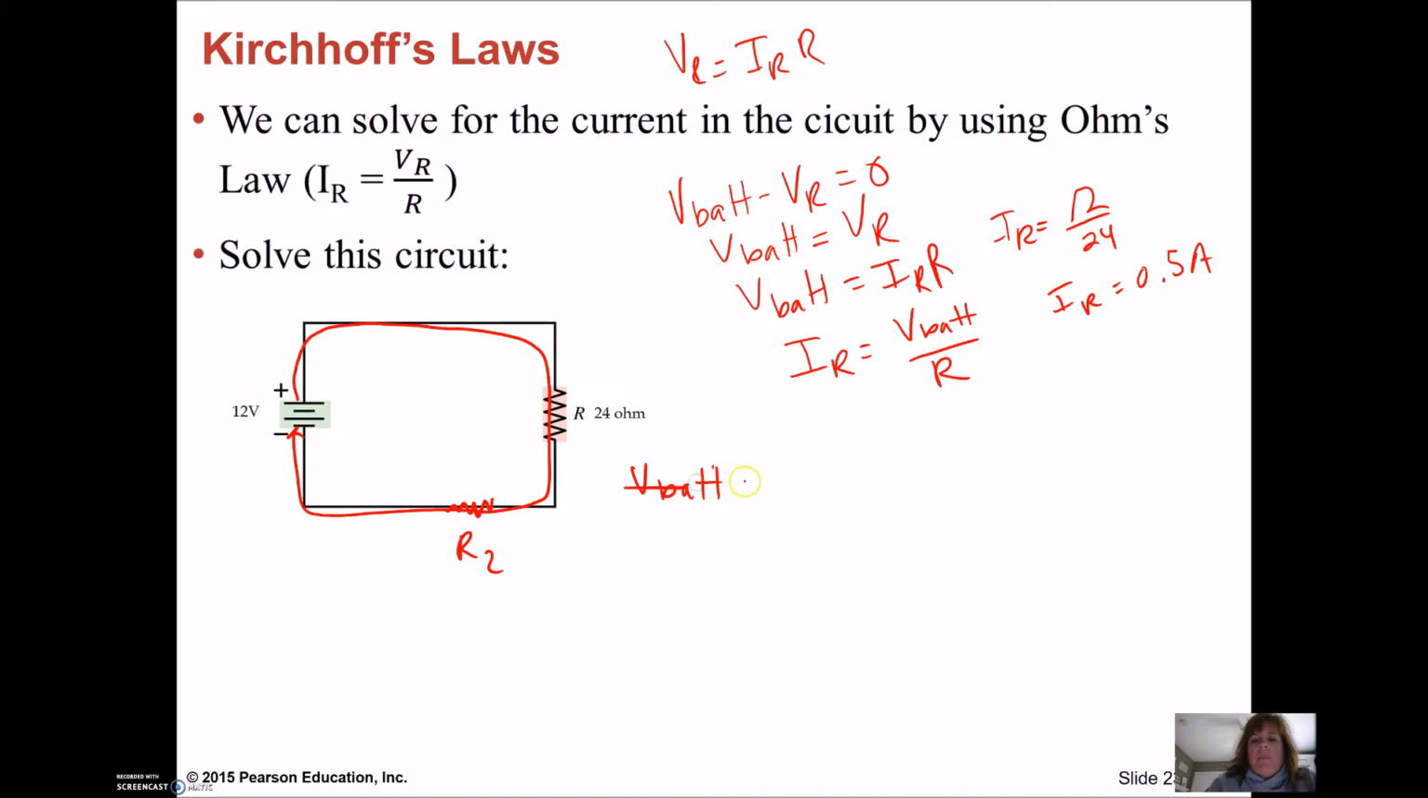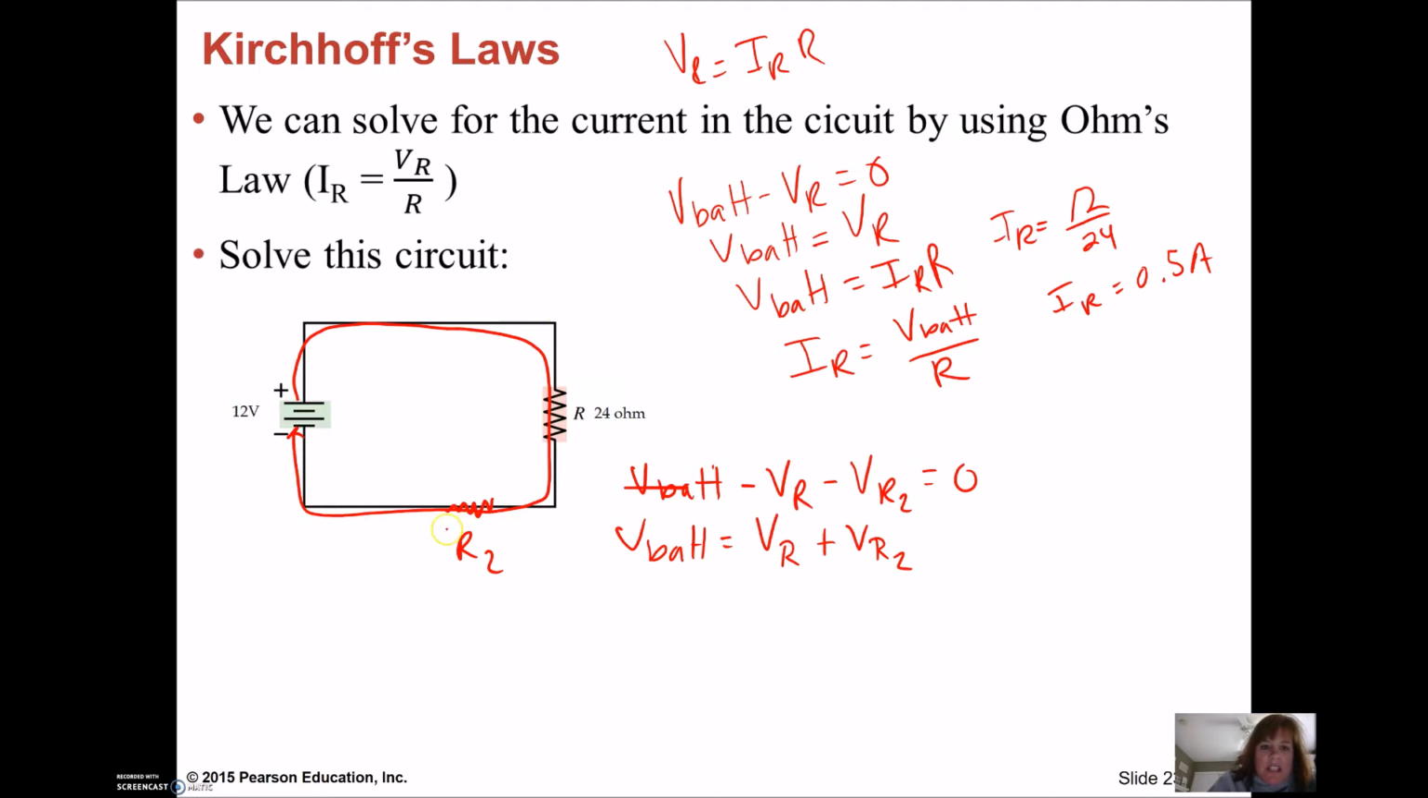V_BAT minus the voltage at the 24 ohm resistor, minus the voltage lost at resistor 2 is equal to 0, which means that the voltage of the battery is equal to the combined sum of the voltage lost at the 24 ohm resistor and the voltage lost at resistor 2.